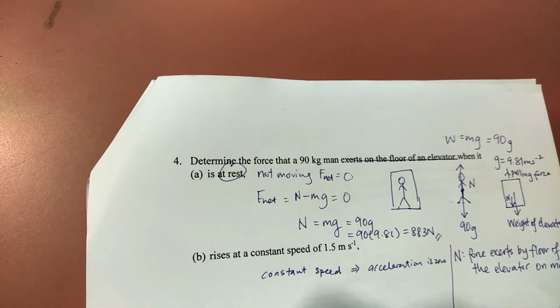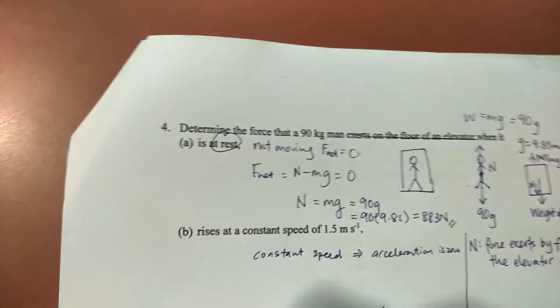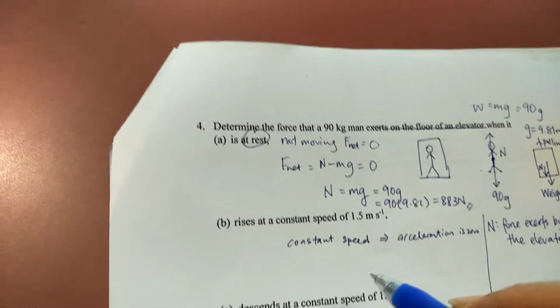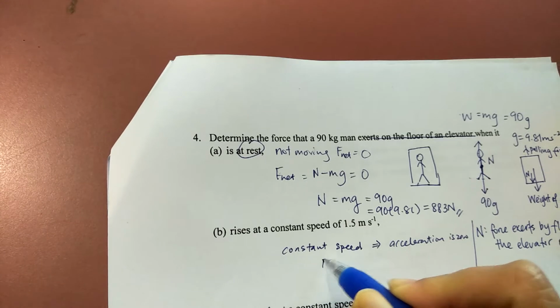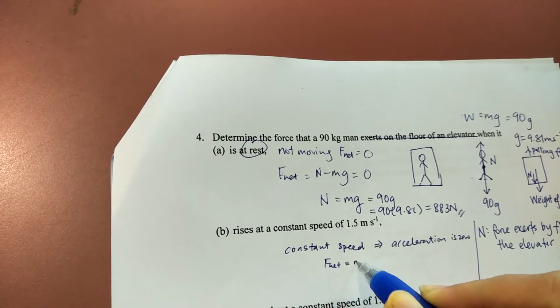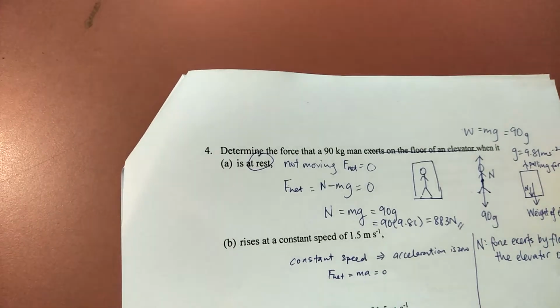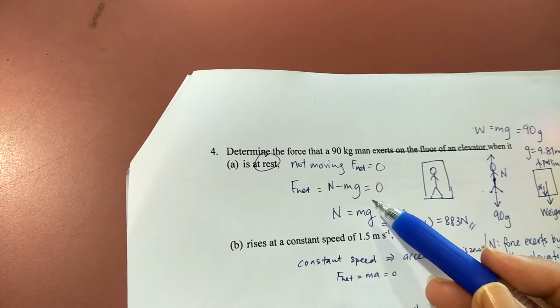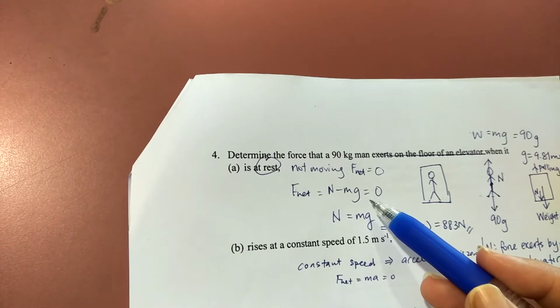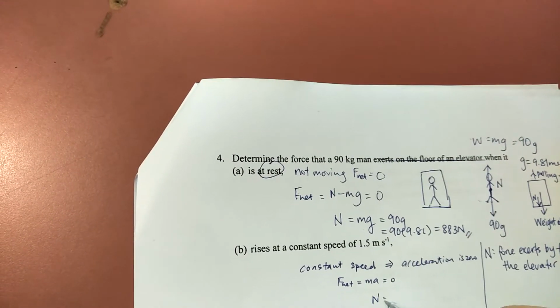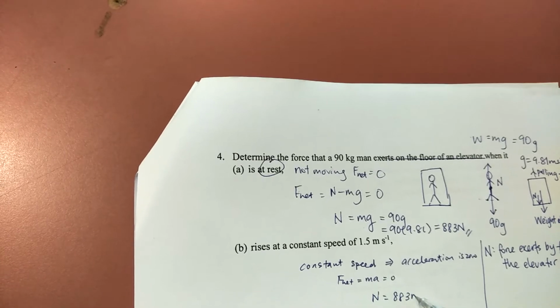Okay, because there is no change in the speed, therefore acceleration is 0. And then from here, we know that the F net is 0, because F net is ma, and this is 0. So it's same as part A, where the resultant force is 0. And the answer here is also 883 Newton.